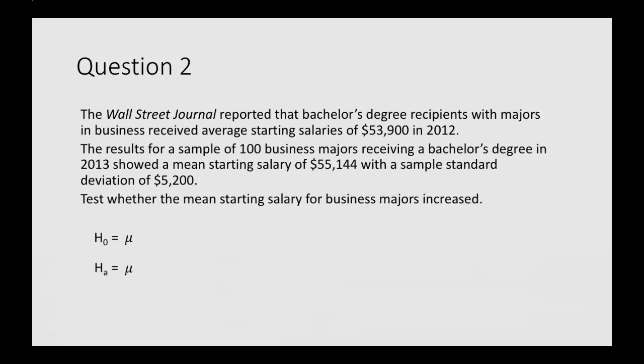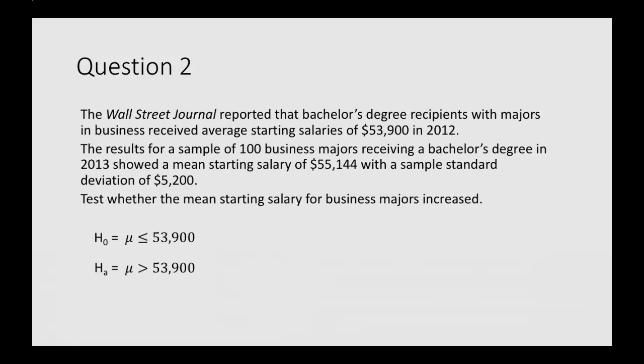So, our claim is that our mu is greater than 53,900. Our claim is that it's increasing here. So that would be step number 1. Step number 2 is the alternative. So that's that the mu is less than or equal to 53,900. So now which one is the alternative? The alternative is greater than, because it does not have the equality. So our null is less than or equal to.